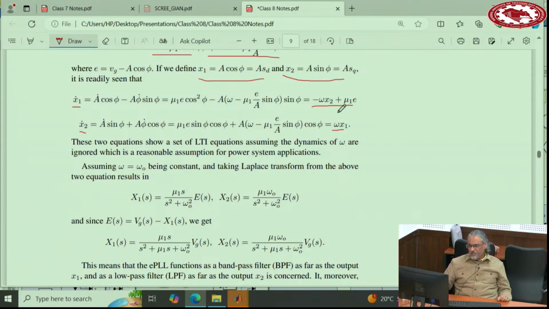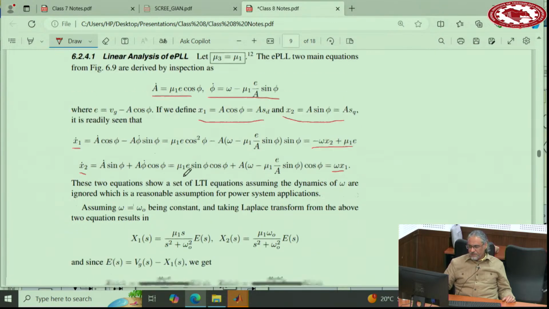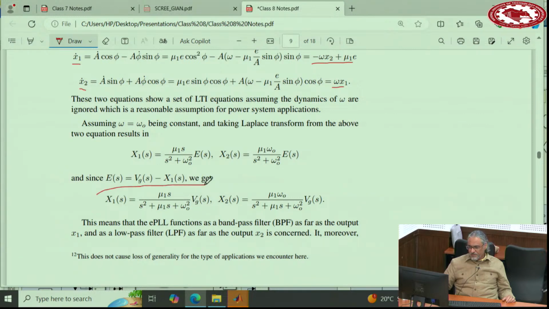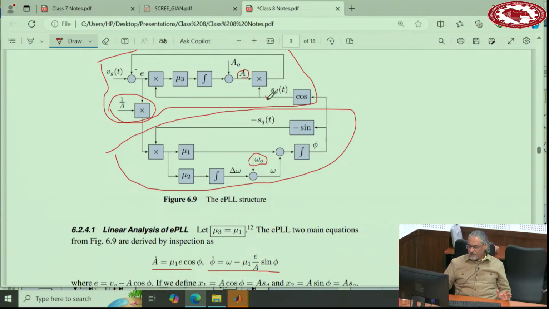And then if it's linear, you can derive its transfer functions, and you will see it has two transfer functions. From this input to this output, that's this transfer function. So it generates the waveform which is parallel to the input. And this is the waveform which is quadrature to the input. So this is in parallel, and this is quadrature.